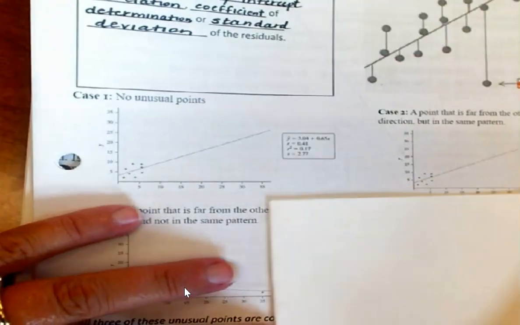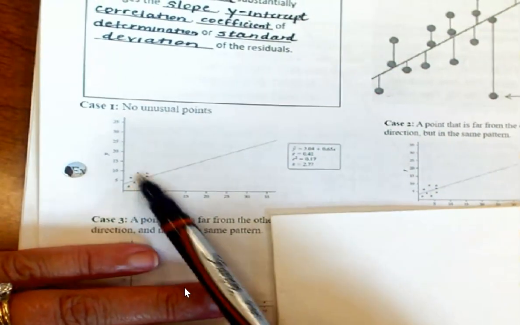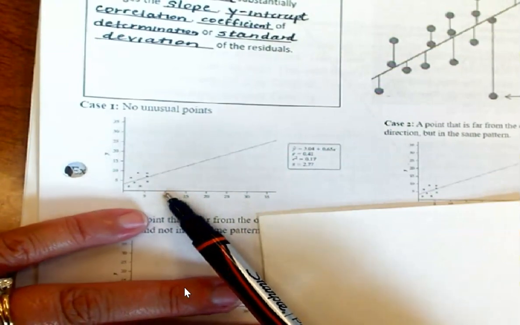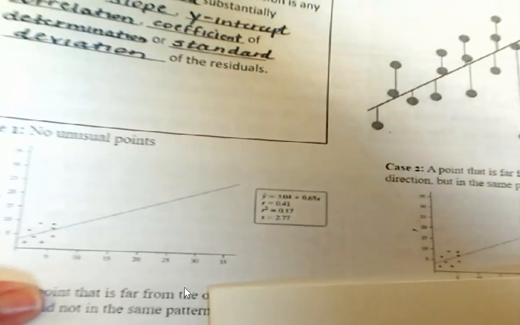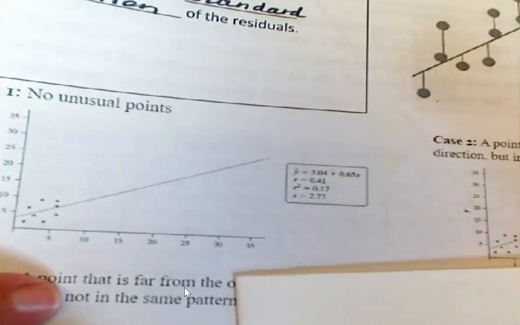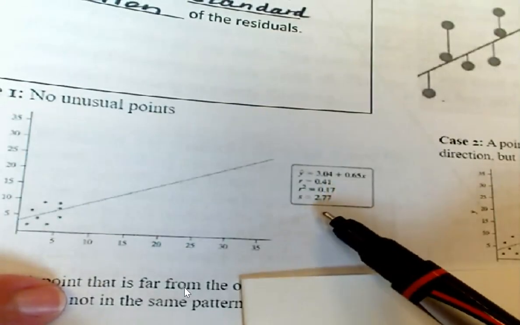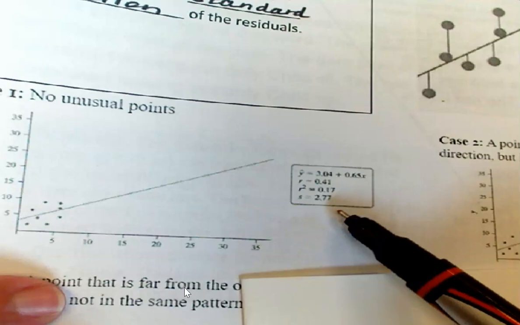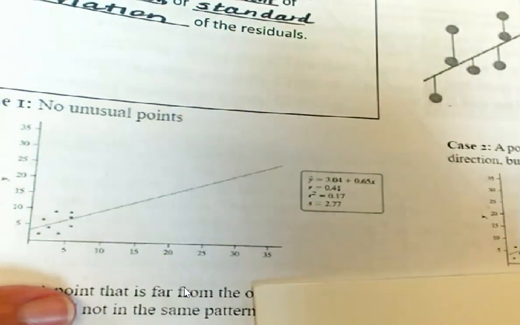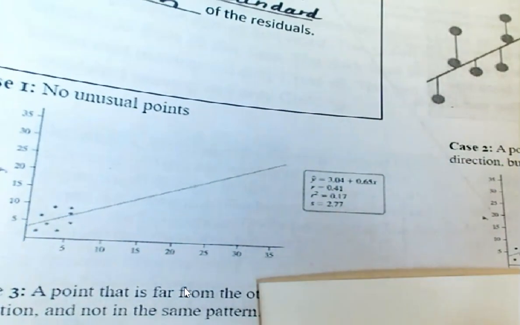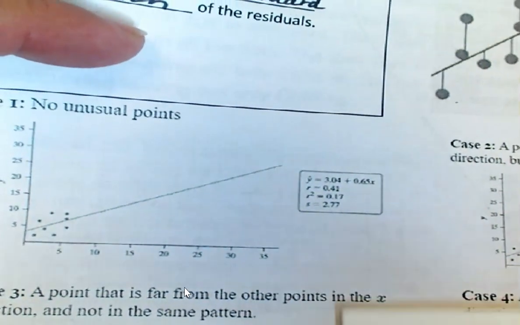Okay, so let's look at some different situations. So this scatter plot here really has no unusual points. Okay, if you look at it, the equation is given. The R value is 0.41. The R squared is 0.17 and S is 2.77. So this particular graph, if you look at these points, none of those are unusual. So we're going to look at the different cases. So we've got 4 cases.